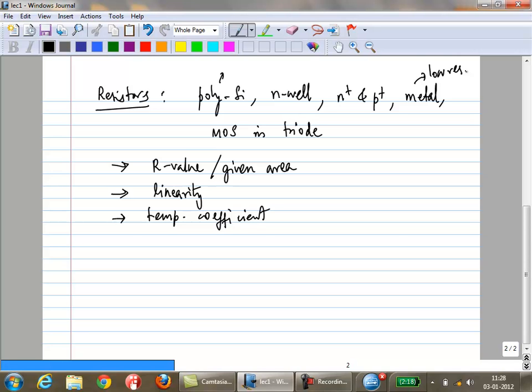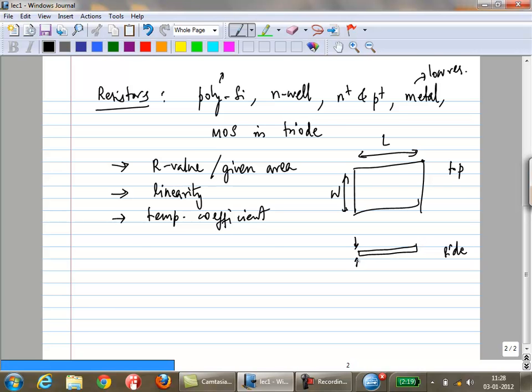One of the things you can define for many of these resistors is what is called sheet resistance. So let's say you take a piece of semiconductor that has a certain length and a certain width, and this is the top view. It has a certain thickness T. Any resistor you make will have these physical dimensions. For most of these, you can vary L and W to change the resistance, but the thickness is usually set by the process. You don't have any control over that.